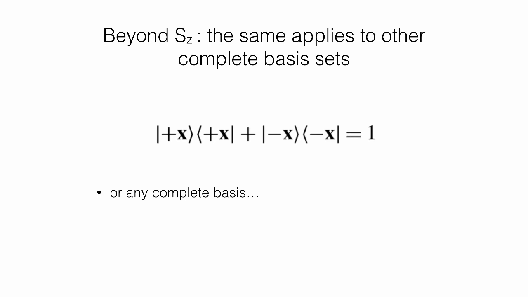Of course, we can move beyond plus z and minus z. As long as we have a complete basis set, we can always write this expression. I'd like to draw your attention to the fact that here we are working on a two-state problem. We always have either plus z or minus z, plus x or minus x. But this can be generalized to any complete basis, regardless of the size of the basis, so long as it's complete.